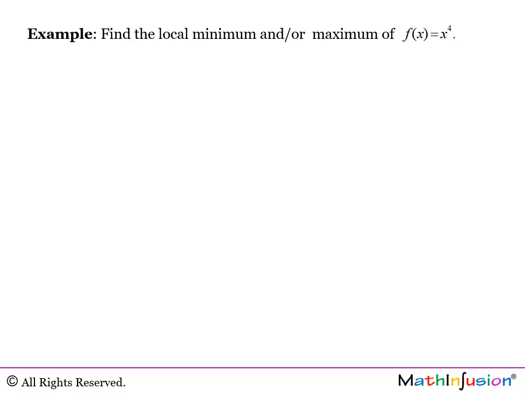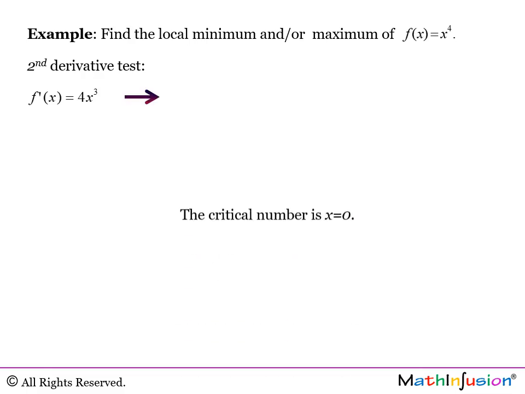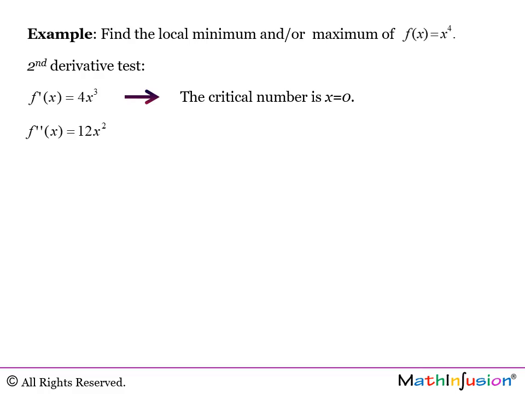Example: find the local minimum and or maximum of f(x) equals x to the 4. We are going to use the second derivative test, because I want to show you something. First, we need to find the critical numbers. So here is the first derivative, and the only critical number is x equals 0. The second derivative is 12 times x to the power of 2. Let's substitute x equals 0 in the second derivative. We get 0. And again, this is inconclusive and we cannot use the test.